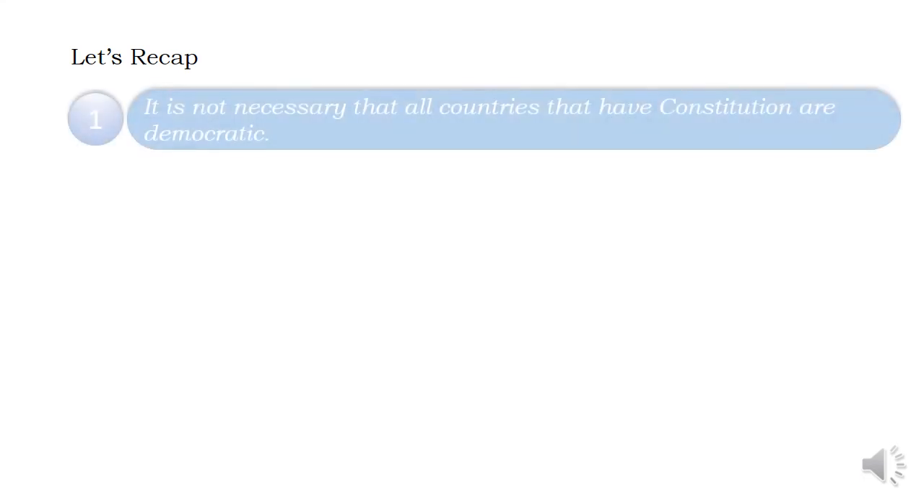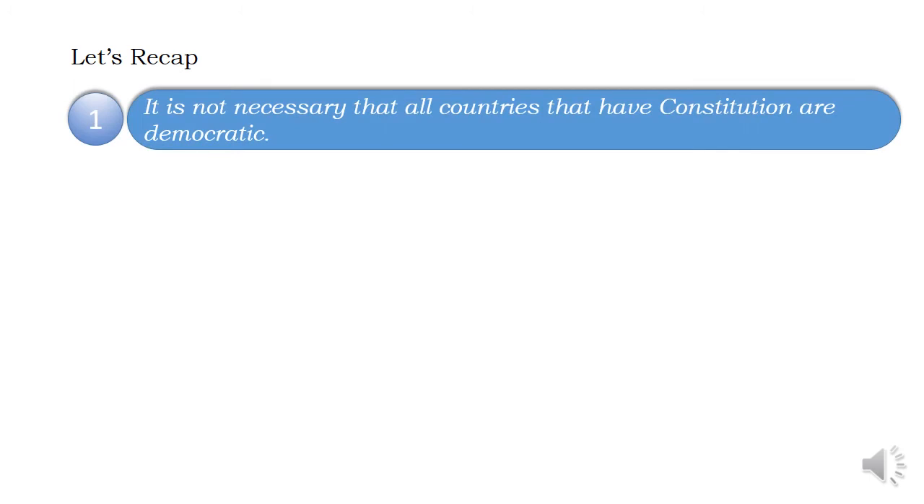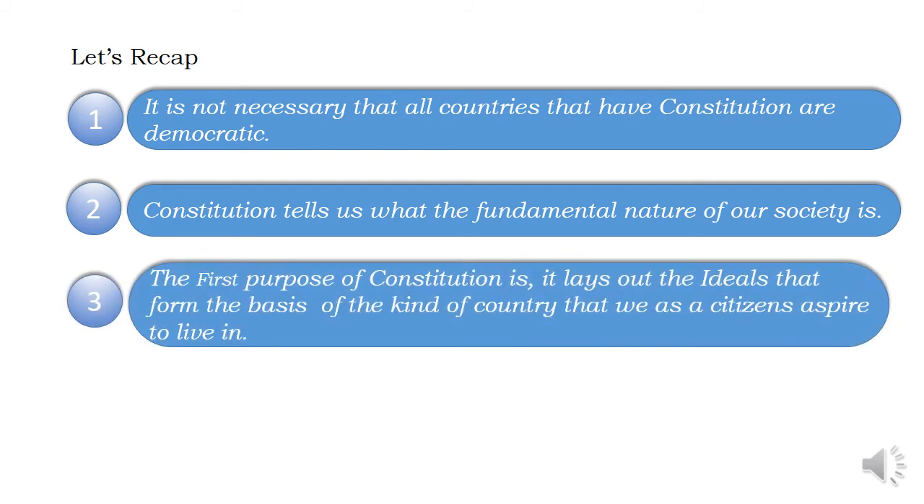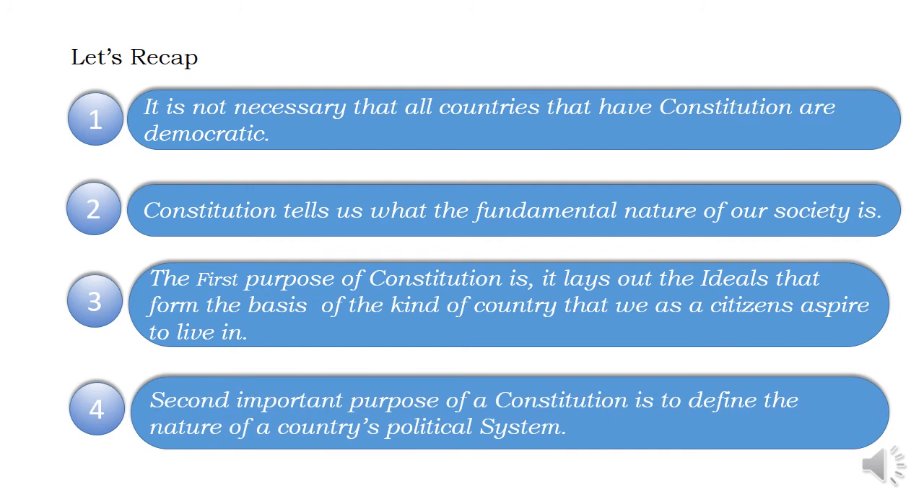Let's recap what we have studied in this video. It is not necessary that all countries that have a constitution are democratic. Constitution tells us what the fundamental nature of our society is. The first purpose of constitution is it lays out the ideals that form the basis of the kind of country that we as citizens aspire to live in. And lastly, the second important purpose of a constitution is to define the nature of a country's political system.